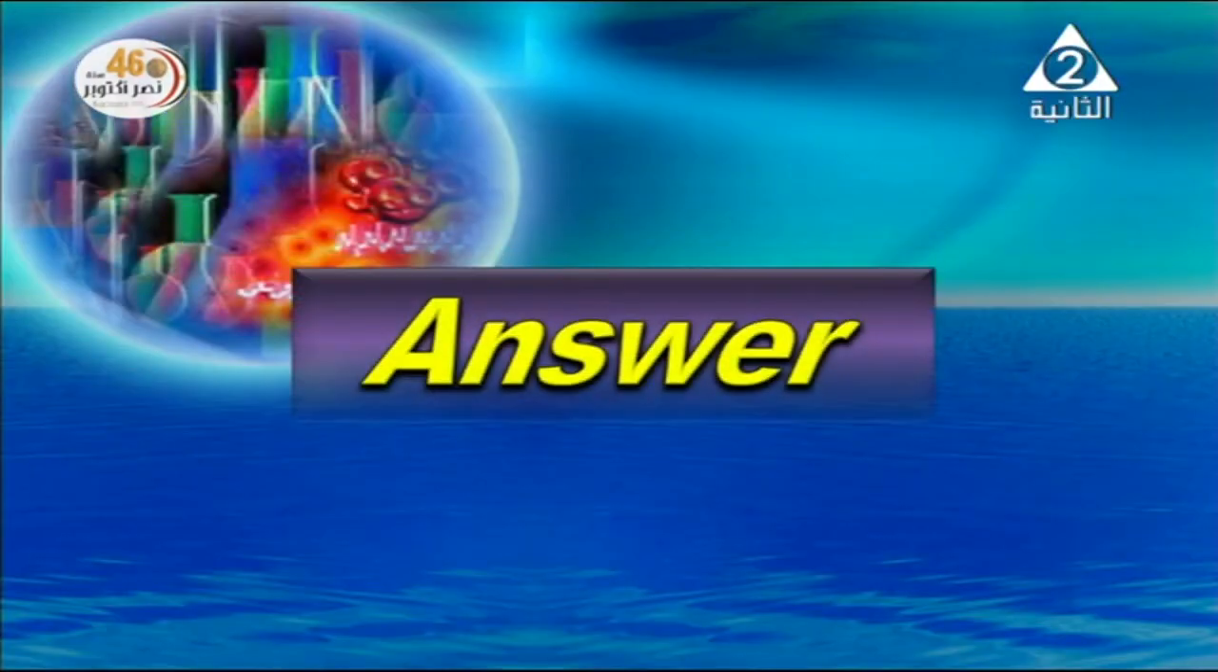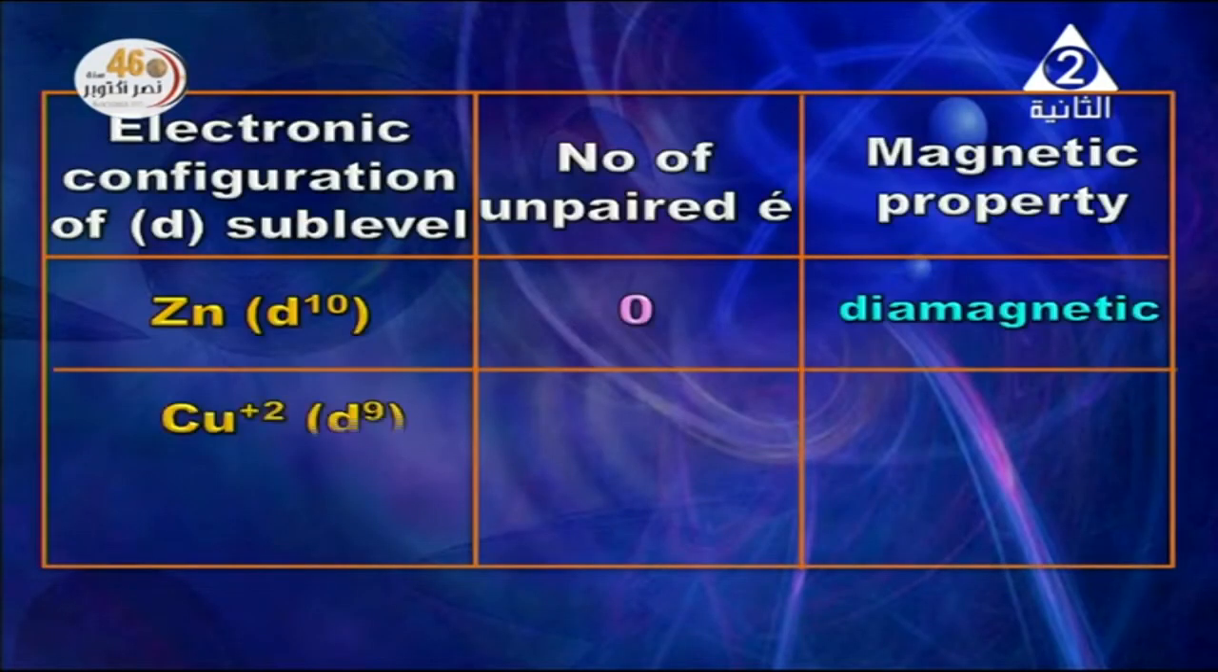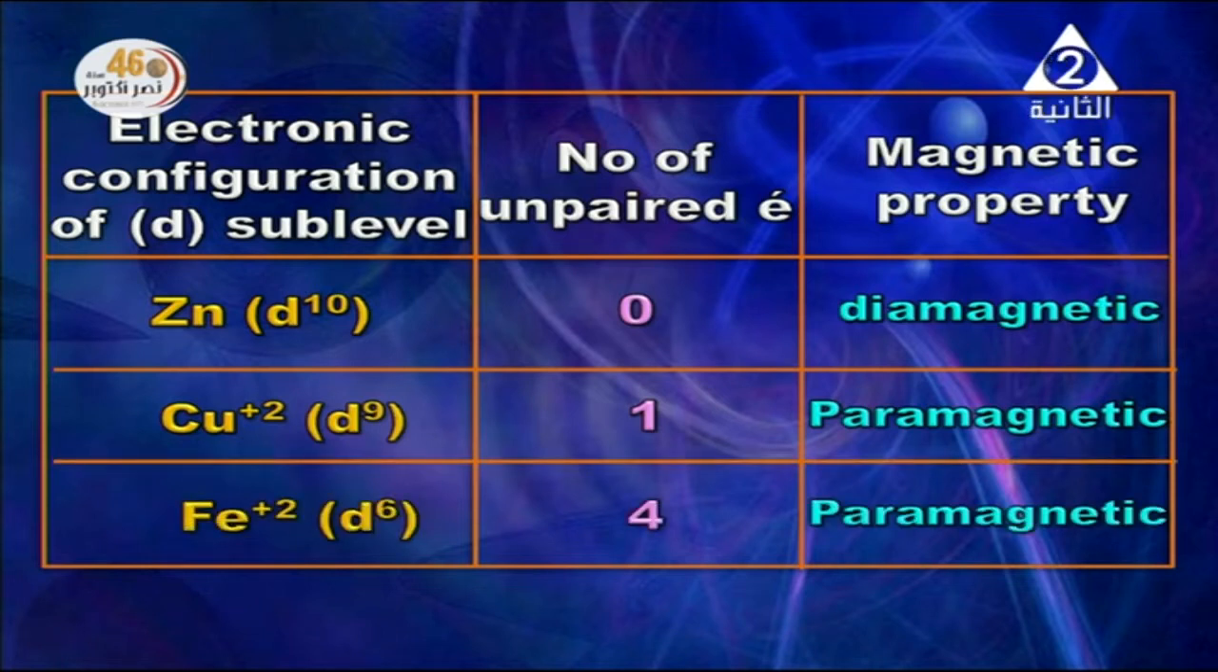If you answer this question, my dear student, you write the electronic configuration, the number of unpaired electrons and the magnetic property. Zinc has d10 electrons, number of unpaired electrons 0, it is diamagnetic. Copper positive 2 has 9 electrons in the d sublevel, so it has 1 unpaired electron, so it is paramagnetic. And iron positive 2 has d6 electrons, so the number of unpaired electrons is 4, so it is paramagnetic.